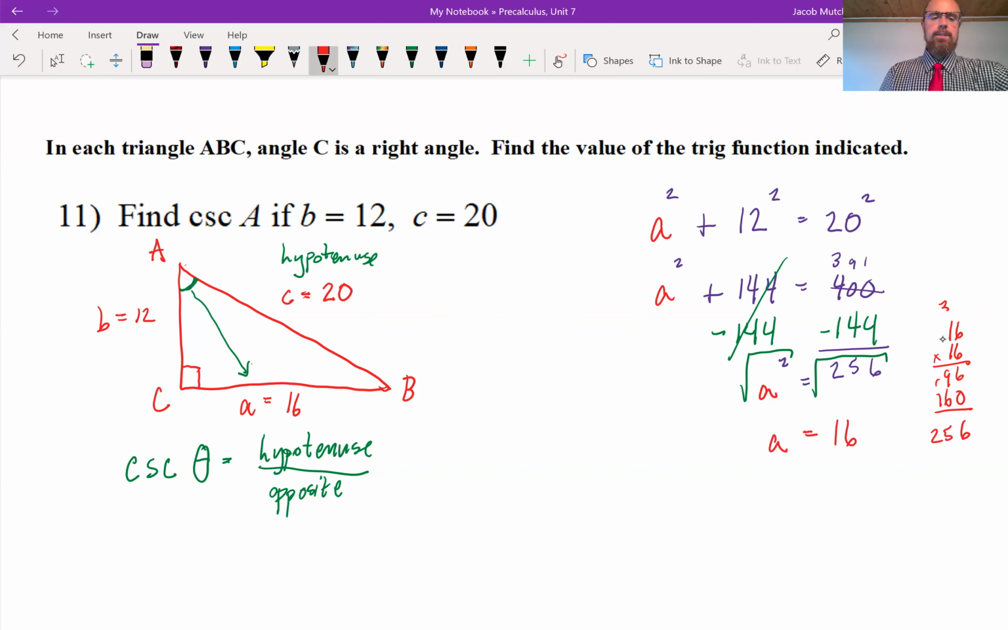And I'll go ahead and place that on our diagram. Once I've got that side length, I'm ready to calculate cosecant. So it's hypotenuse 20 divided by side length opposite of angle A, which is going to have the length of 16, the one we just calculated. And then I can reduce 20 divided by 16. I can divide out 4 from both. And that's going to give me a ratio of 5:4.